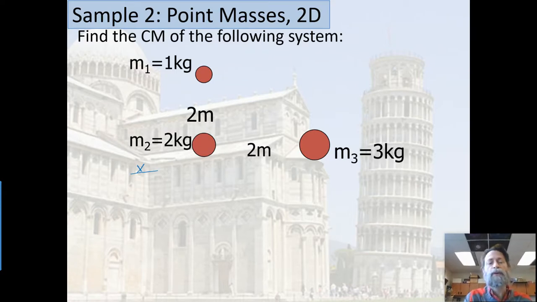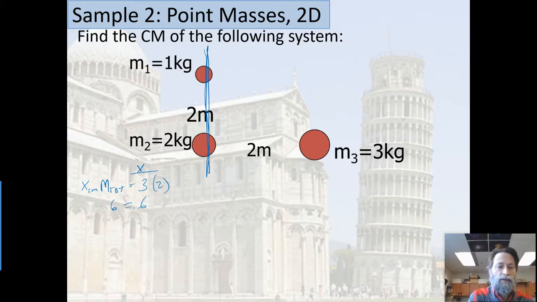So it would be advantageous for me to do what we said earlier. If I make my origin here, then can't I say my x center of mass times my total mass is going to be equal to 0 times both of those, which means that's going to go away. And then I can literally just do the 3 kilograms times the 2. And over here for my total mass, I'm going to have 1 plus 2 plus 3, which is going to be 6. So this is going to be xcm. So my x center of mass is going to be 1 meter.